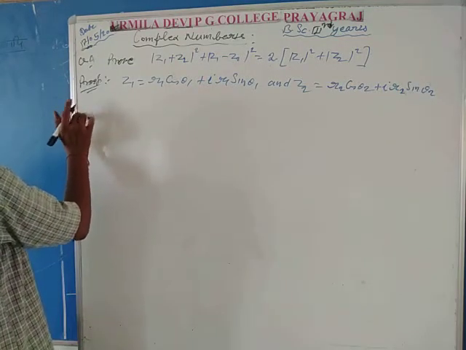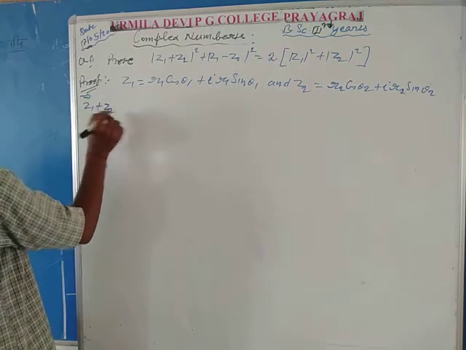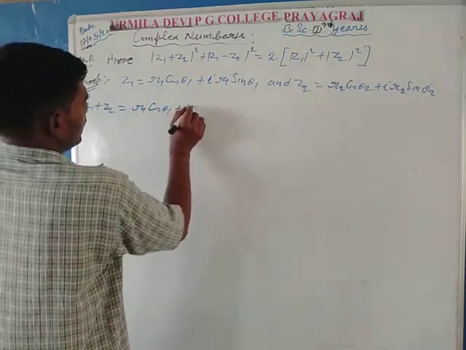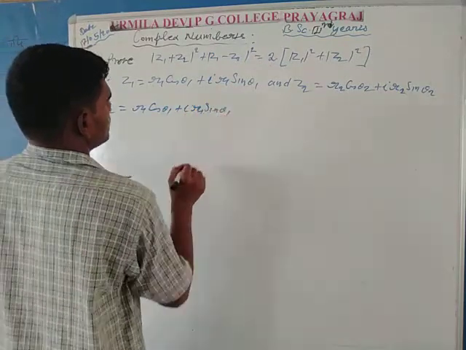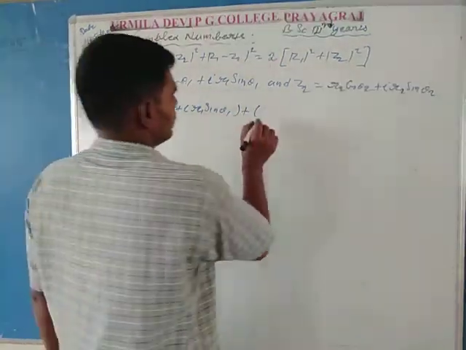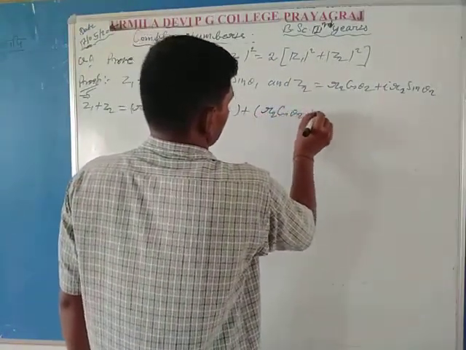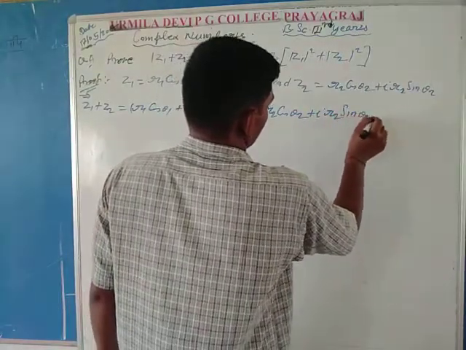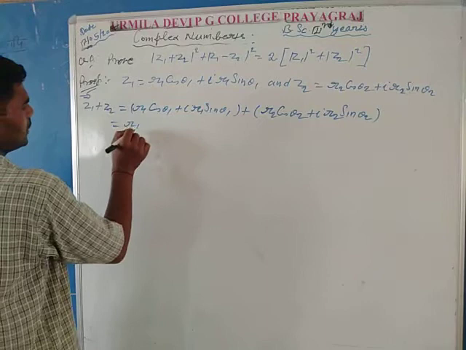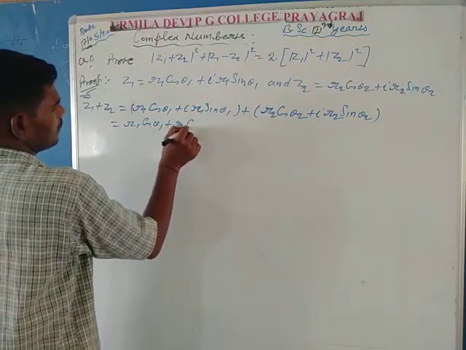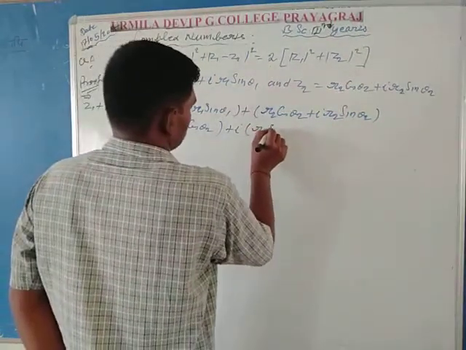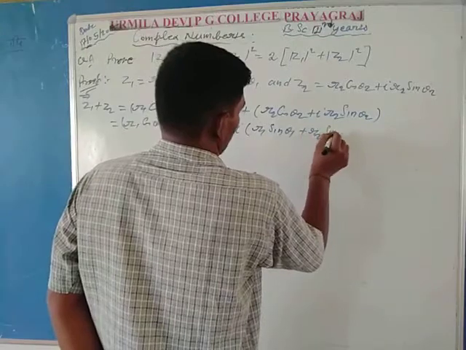So first, z1 + z2 is equal to r1 cos θ1 + i r1 sin θ1 in the first bracket, plus in the second bracket, putting the value of z2, which is r2 cos θ2 + i r2 sin θ2. Adding these two complex numbers, the real part is r1 cos θ1 + r2 cos θ2, plus i times the imaginary part, which is r1 sin θ1 + r2 sin θ2.